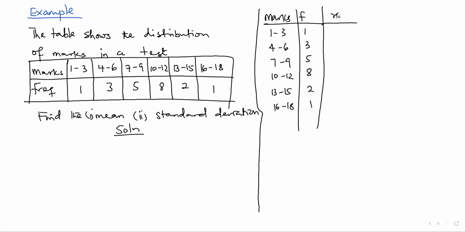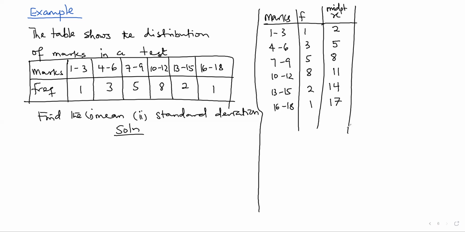So to find the x is called the class midpoint. We treated that in the previous video. To find a midpoint, you add the lower limit and the upper limit divided by 2. So 1 plus 3 divided by 2, that's 4 divided by 2, which is 2. 4 plus 6 divided by 2, which is 5. 7 plus 9 divided by 2, which is 8. 10 plus 12 divided by 2, which is 11. 13 plus 15 divided by 2, which is 14. 16 plus 18 divided by 2, which is 17.